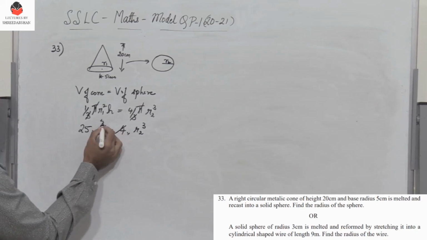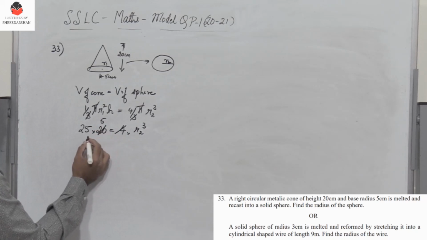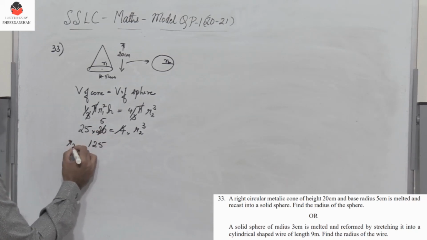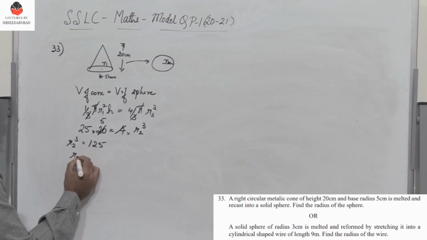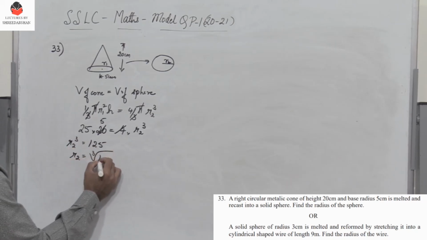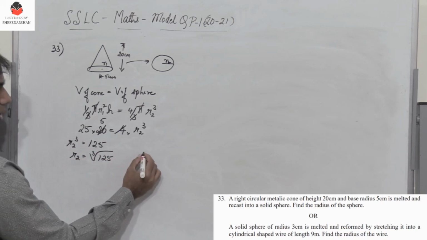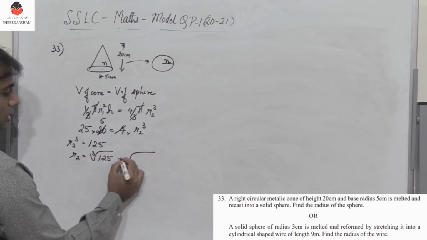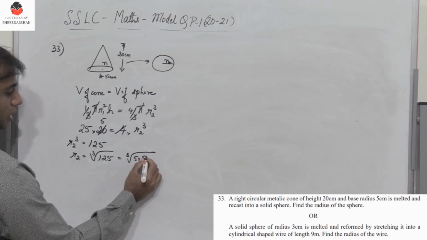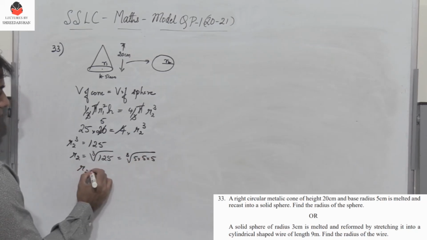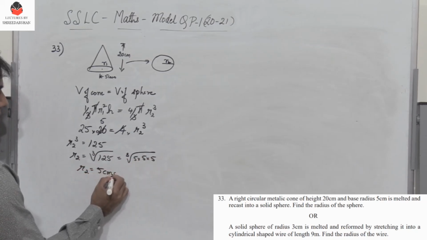So let me cancel 4 and 20, it is 5. So 25 into 5 is 125, which is r2 cube. And what is r2? It is the cube root of 125. So we know that 125 is nothing but 5 into 5 into 5. So r2 is 5 centimeters.